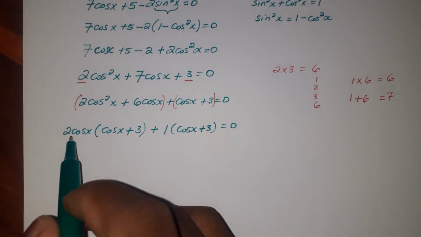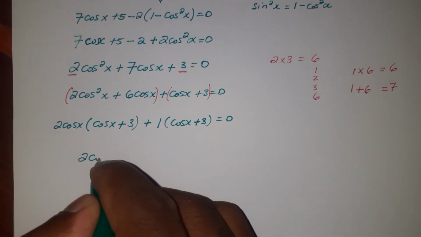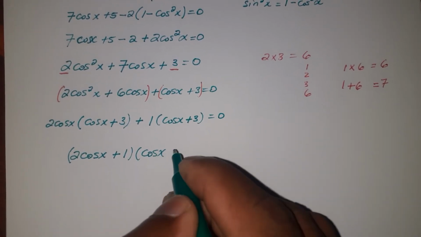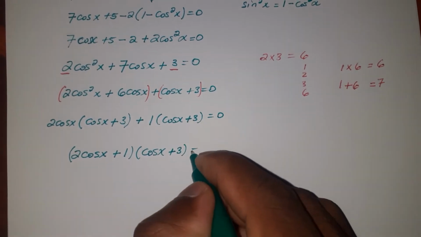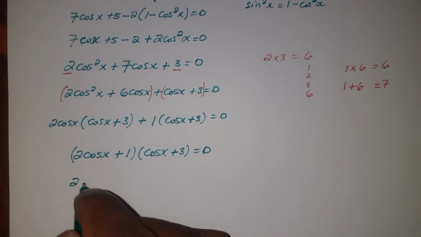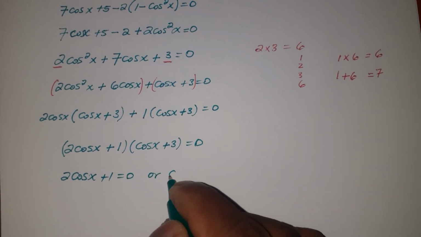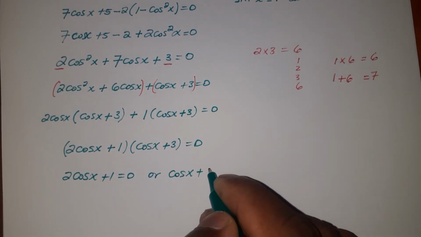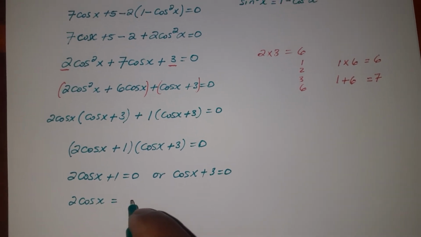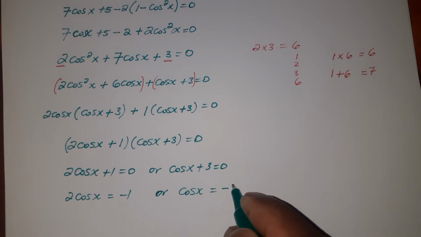Now here we are going to take these functions in front of the brackets, and then here we have 2 cosine x plus 1, and also here we have cosine x plus 3 equals to 0. So it means either this bracket is equal to 0 or that is equal to 0. Then we have 2 cosine x plus 1 equals to 0, or cosine x plus 3 equals to 0. Then here we have 2 cosine x equals to minus 1, while here we have cosine x equals to minus 3.